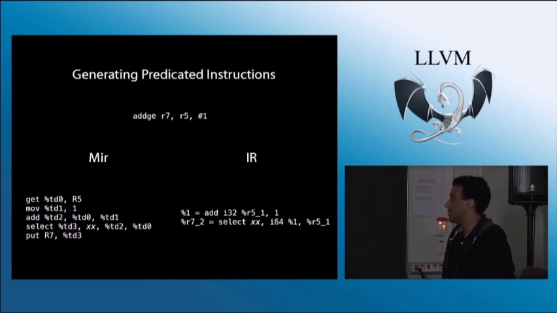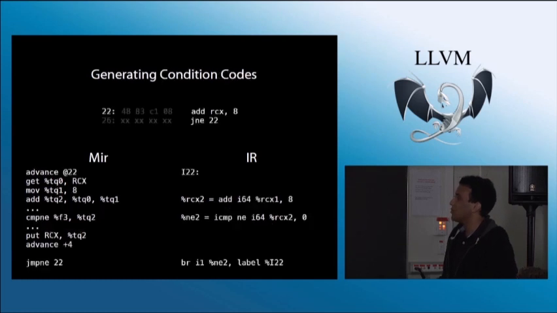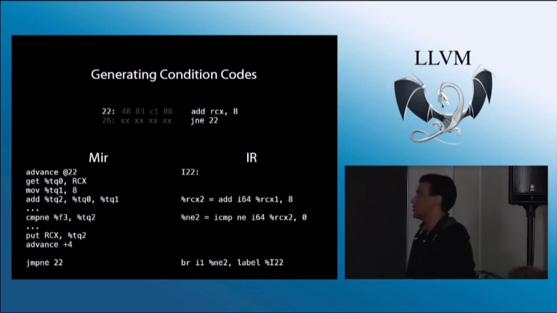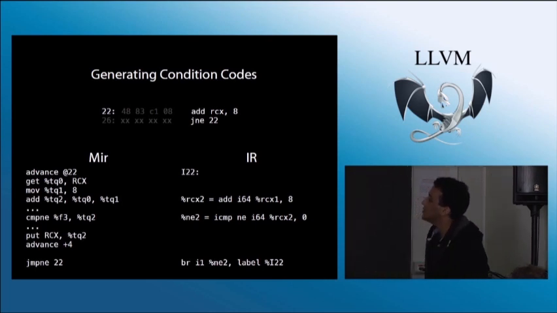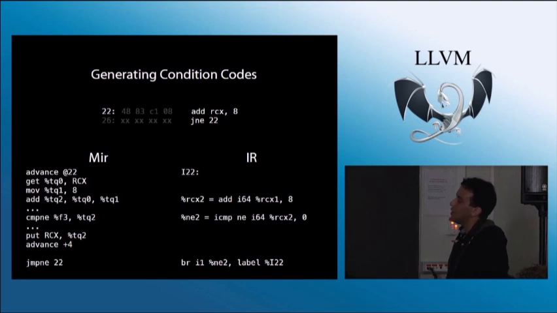I haven't talked about condition flags yet. How exactly can we compute condition flags? In this case, we have a simple instruction at 22, a JNE. With JNE, we jump if the not-equal flag is set. It's not really the not-equal flag; we have the advance, and we have the compare.